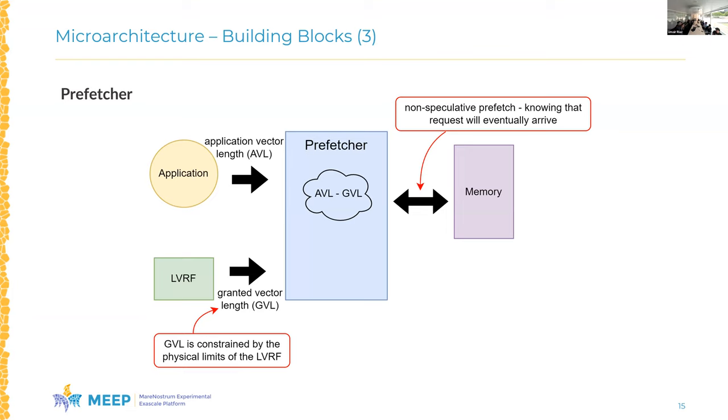And now what Media is doing is taking the difference. Currently it works on the granted vector length, but it knows the difference between the application and granted vector length. So it can non-speculatively, it's not a speculation, prefetch the rest of the vector length, the rest of the elements, because eventually the request will arrive soon. The application demanded a certain application vector length, but our limit, due to some physical constraint, is the granted vector length. But the prefetcher will get the rest of the elements non-speculatively, knowing the fact that the request will eventually arrive later on. So this is the purpose of having a prefetcher inside the memory engine.